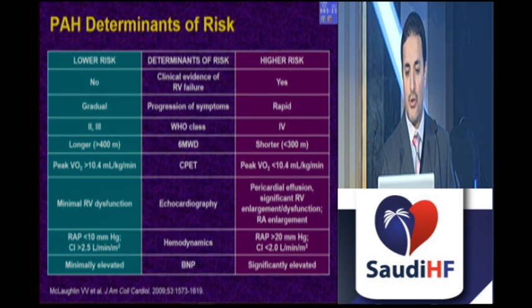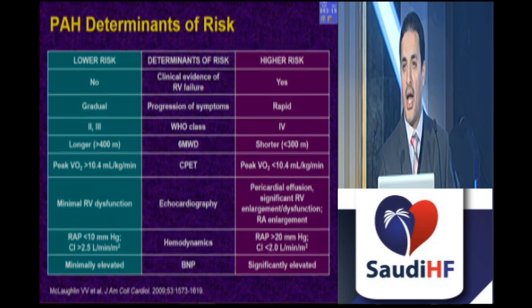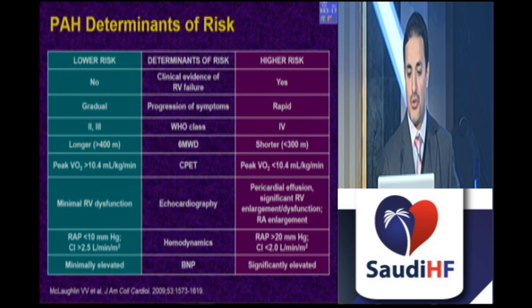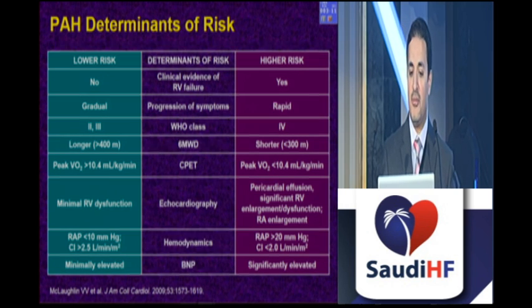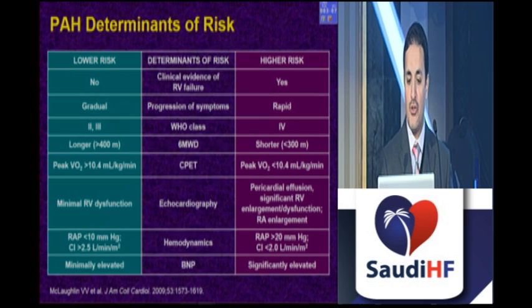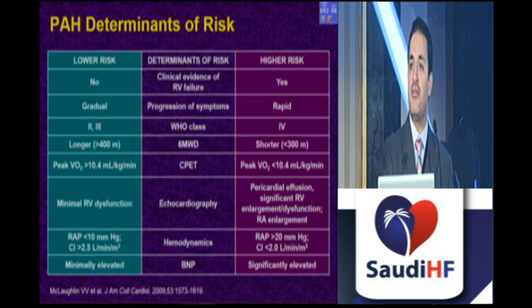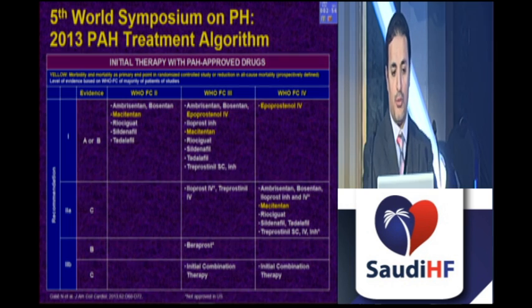If the patient has progression of symptoms that is going rapidly, that is also a higher risk for patients with pulmonary hypertension. Class 4 WHO, shorter 6-minute walk distance, less than 300 meters, peak VO2 of less than 10.4, findings on echocardiography, right atrial pressure more than 20, or cardiac index of less than 2. And of course, if the BNP is significantly elevated.